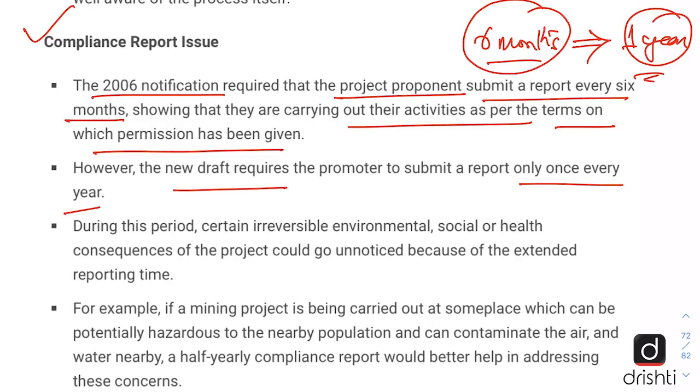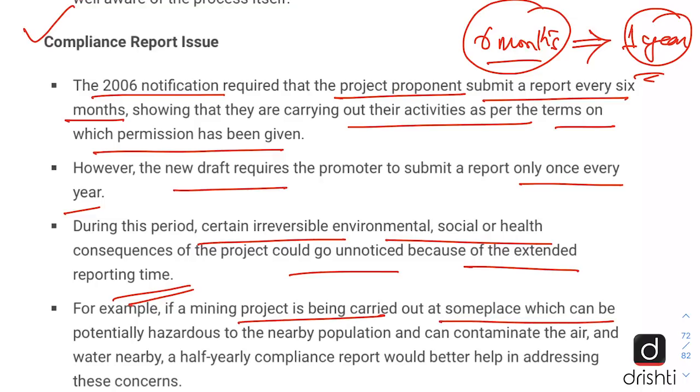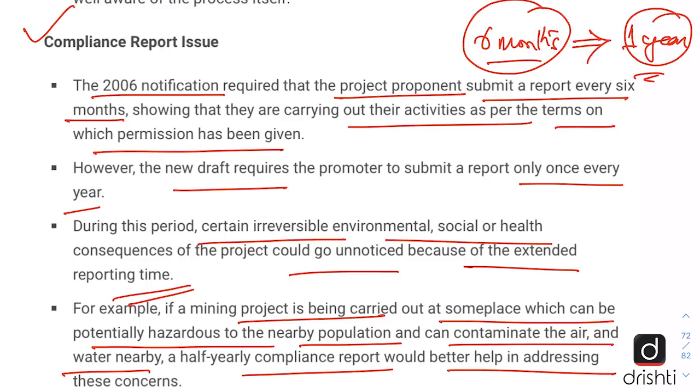And the danger here is that during this period, certain irreversible environmental, social or health consequences of the project could go unnoticed because of the extended reporting time. So this also goes against the very basic idea of having EIA. For example, if a mining project is being carried out at some place which can be potentially hazardous to the nearby population and can contaminate the air and water nearby, a half-yearly compliance report would better help in addressing these concerns than a yearly report. So this extension of the time period for submission of the compliance report is also problematic.